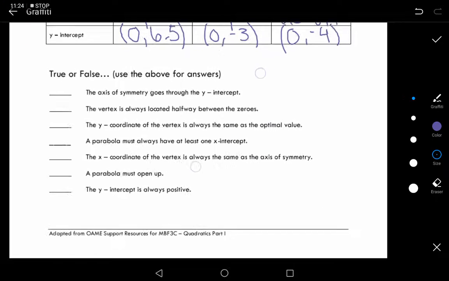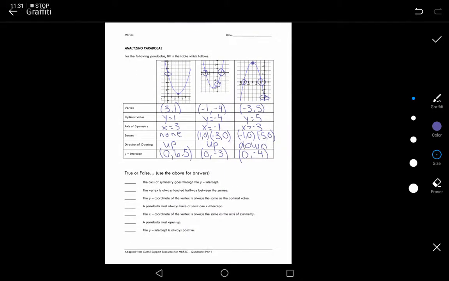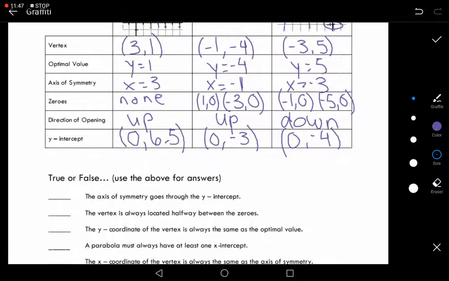All right, so we're finishing off with some true or false. So we're going to use the above here to answer those questions. It says the axis of symmetry goes through the y-intercept. So let's look here. Remember, our axis of symmetry is our x-coordinate of the vertex. So if we drew that line, it would look something like this, something like this, something like this. And we can see that absolutely does not go through our y-intercept, right? So that is false.